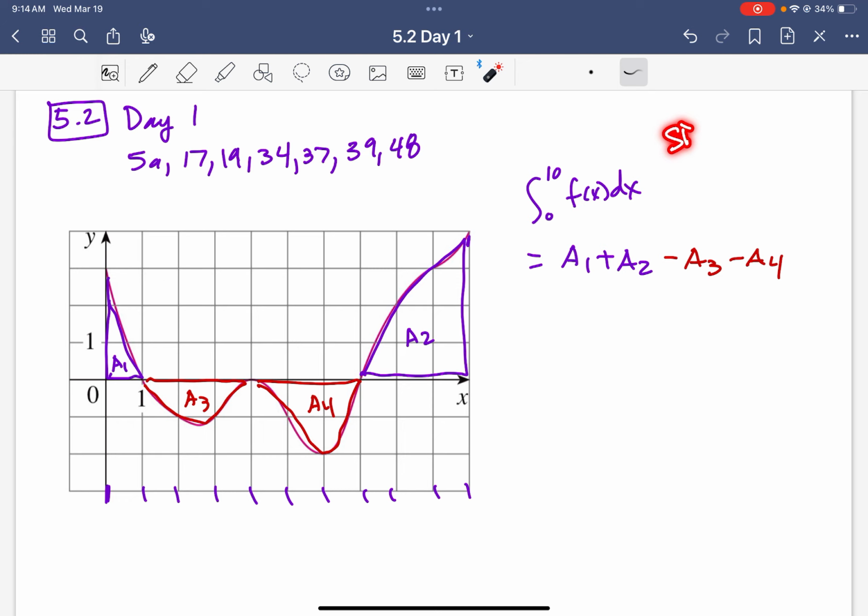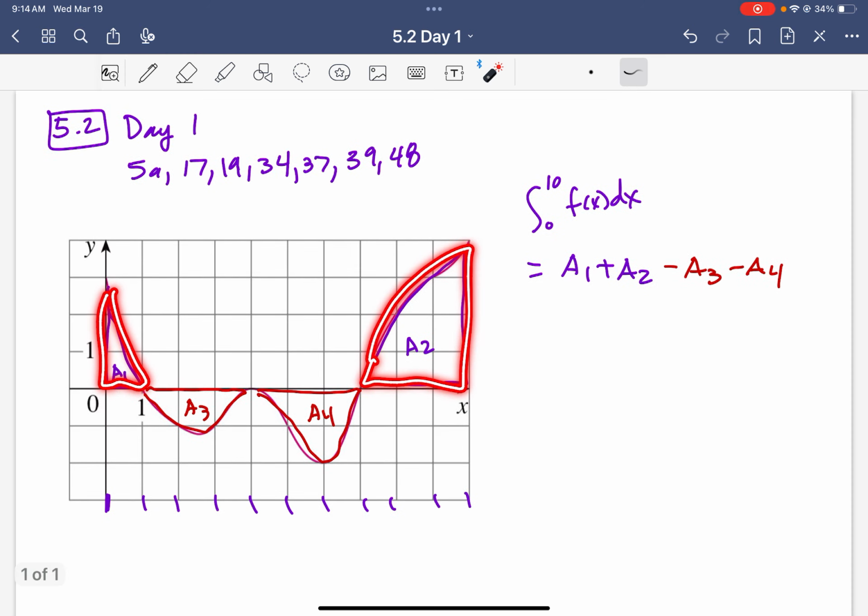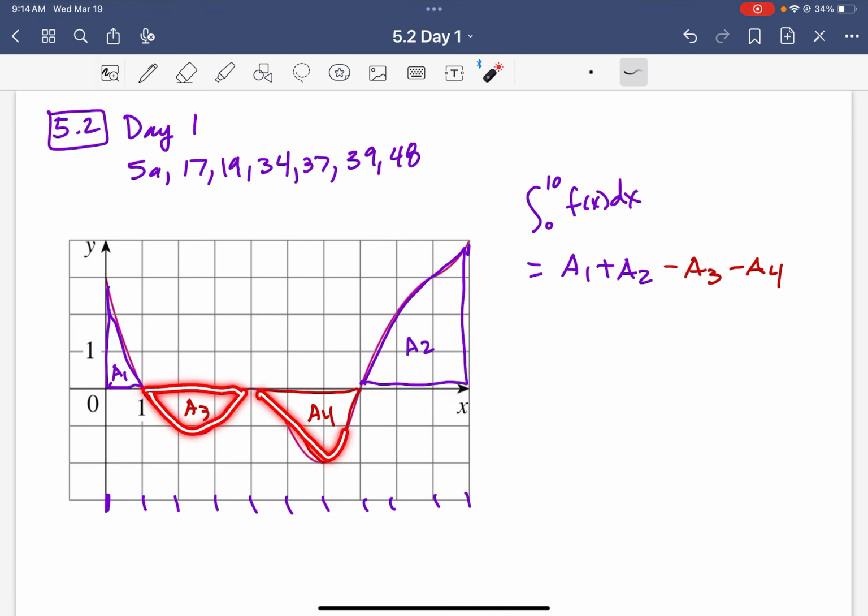So we have what we call the signed area, so it could be positive or negative. Specifically, this is going to be positive area, and so is this, so we're going to add those. And this area, because it's below the axis, is going to be negative, so we're going to subtract those.